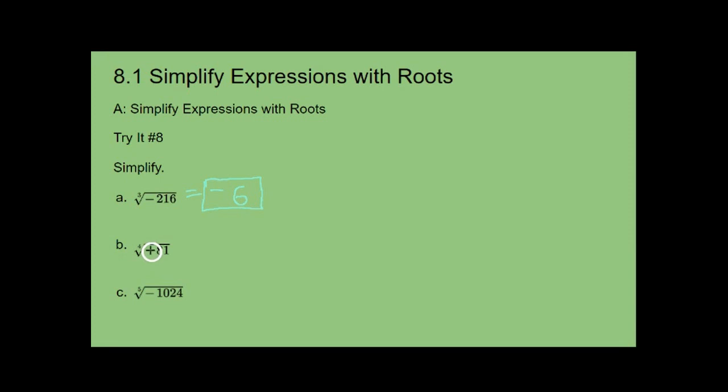Here we have a negative inside, and we have an even root, which means this is not a real number. Not a real number. So it would be imaginary. We'll get to that later. Here we have a negative, but it's odd, so it's okay. And if you checked your chart, you would have found that the solution to this is negative 4. The fifth root of negative 1024 is negative 4.